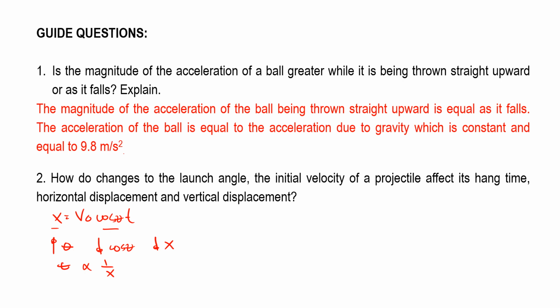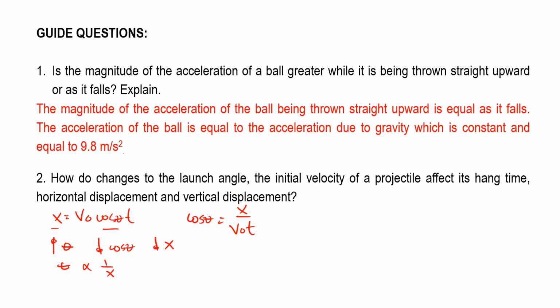In the case of the launch angle and hang time, we can also relate the two. Again, from this formula, we can derive the formula for cosine theta. So cosine theta is equal to x over initial velocity multiplied by time. This is also the equation that we use to arrive at the first answer, in which theta is inversely proportional to the displacement. Again, if we increase the angle here, there will be a decrease in the value of the cosine theta, and then there will be a decrease in the value of x. So again, they are inversely proportional.